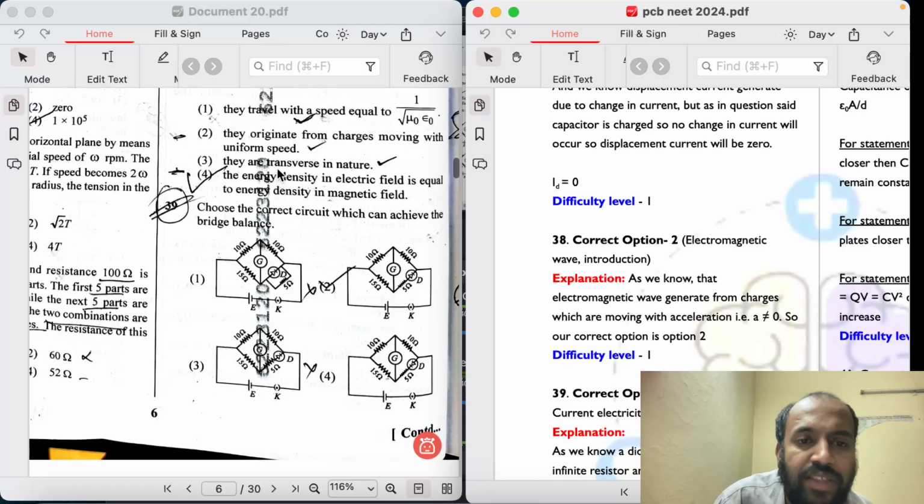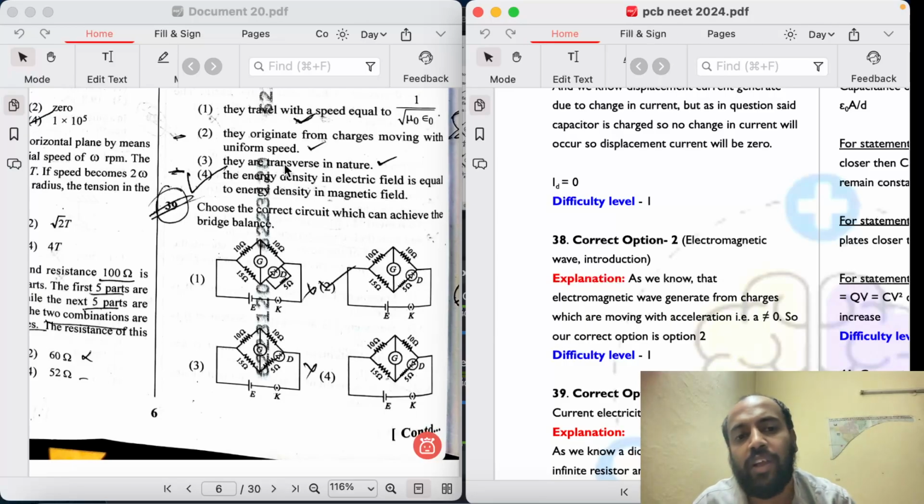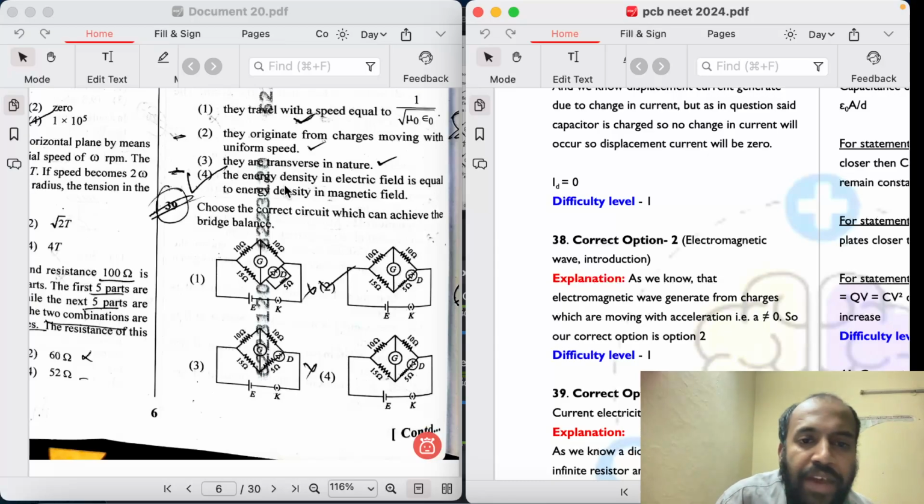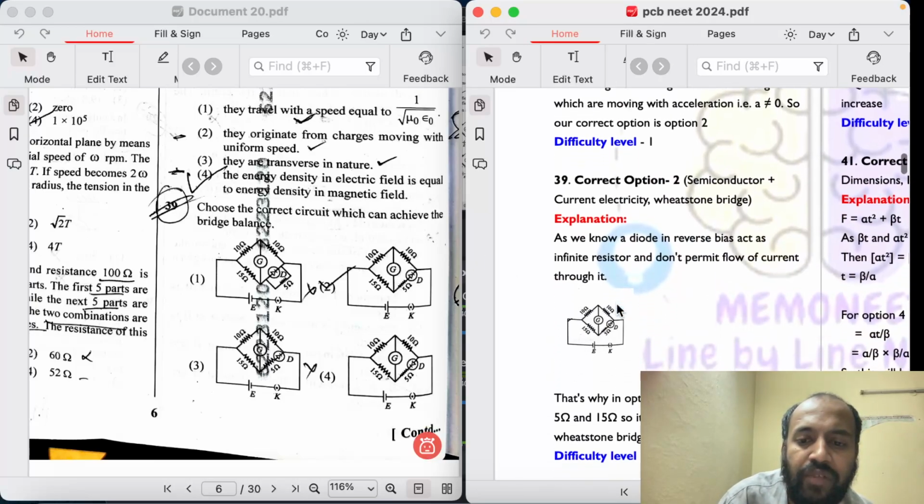They are transverse. Yes, electromagnetic waves, consider light waves, visible light, UV, and everything are transverse in nature, where the particle will vibrate in a medium perpendicular to the propagation of the wave. The energy density in the electric field is equal to the energy density in the magnetic field. This option is also true. So it's quite a straightforward question. That's why we have put it in difficulty level 1.